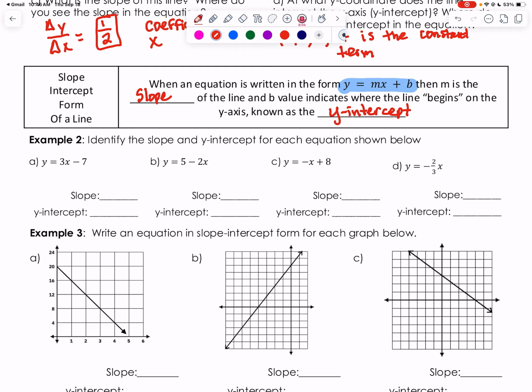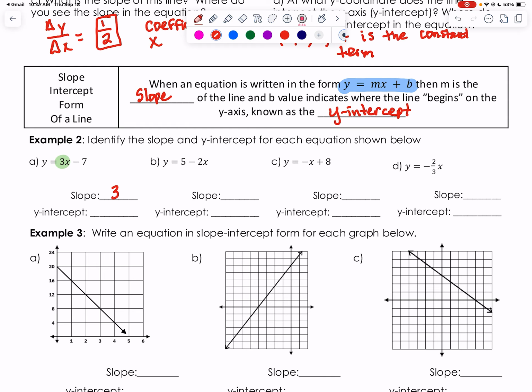Identify the slope and y-intercept for each equation shown below. So in problem A, we have y equals 3x minus 7. And the first thing they want to know is, what is the slope? So to find the slope, we need to find the number attached to x. So in this case, it would be a 3. Now, do not include the x. The slope is just the coefficient of x, just the number that's attached to the x.